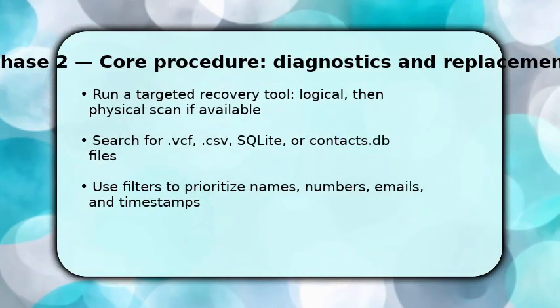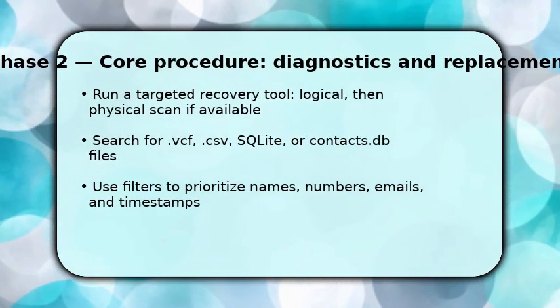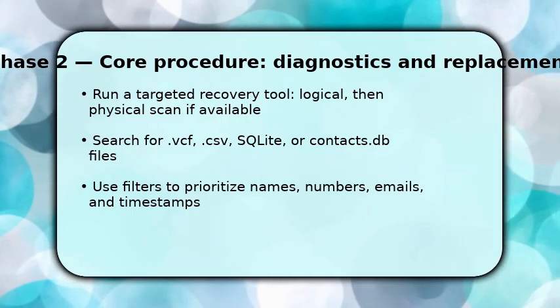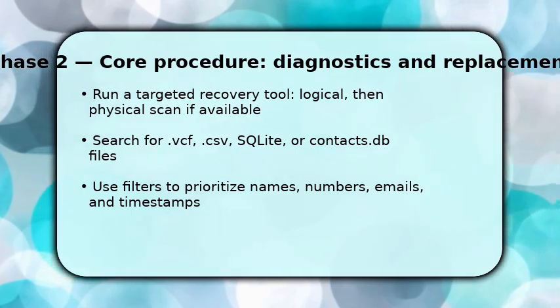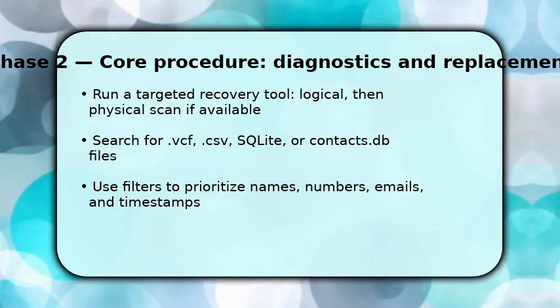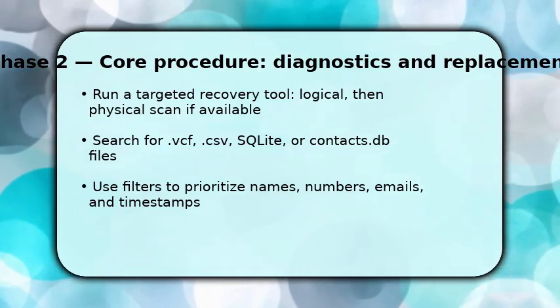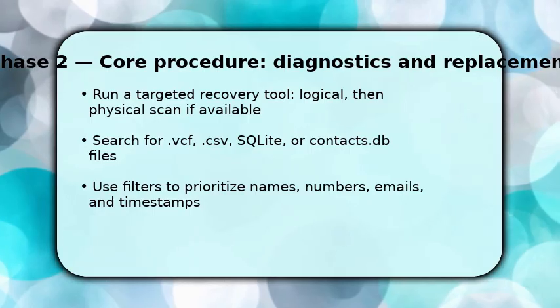Now you perform a methodical scan. Start with a logical extraction. This reads the contact database without altering device storage. If that fails, a physical scan recovers deleted records from unallocated space. It's slower but more thorough.